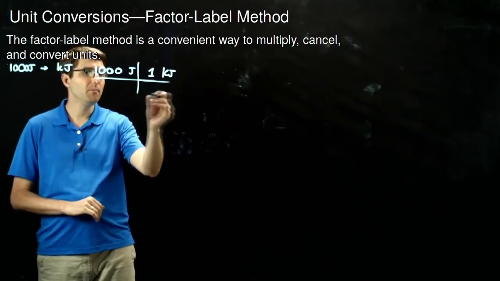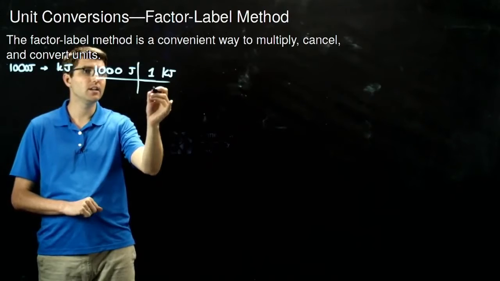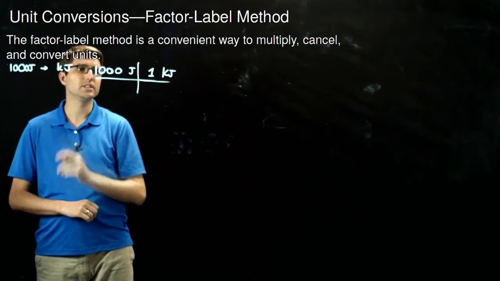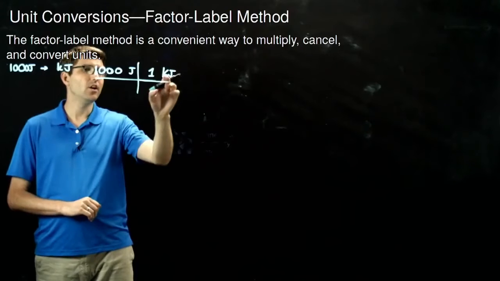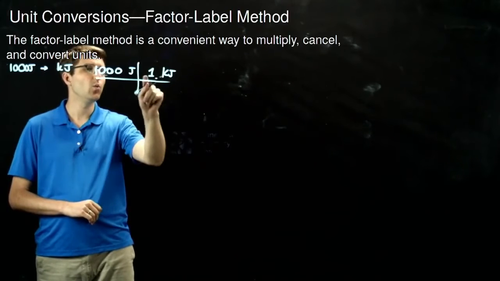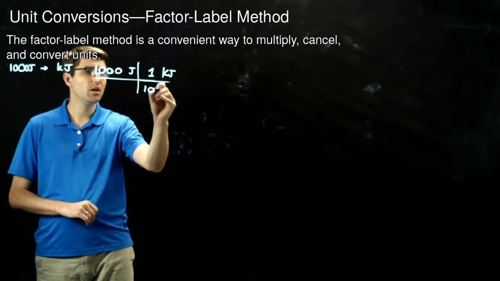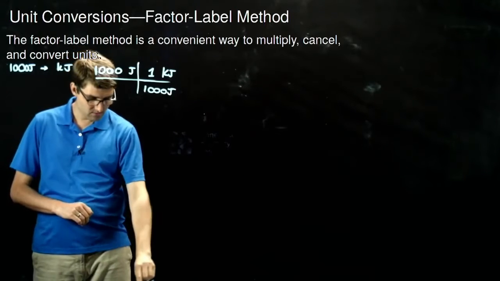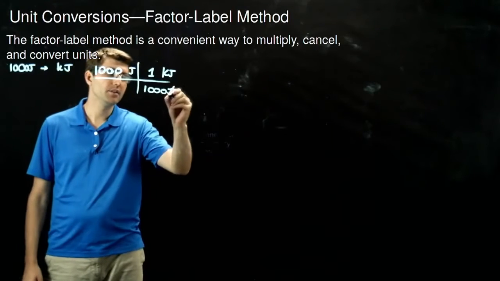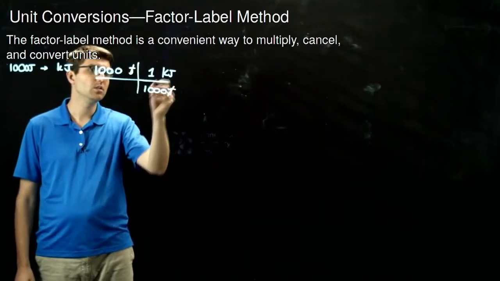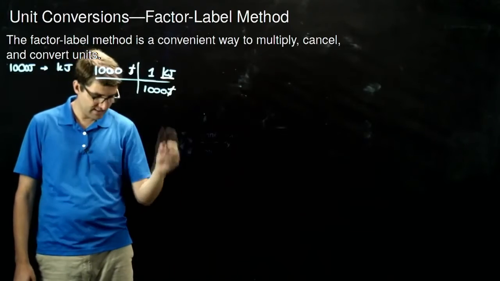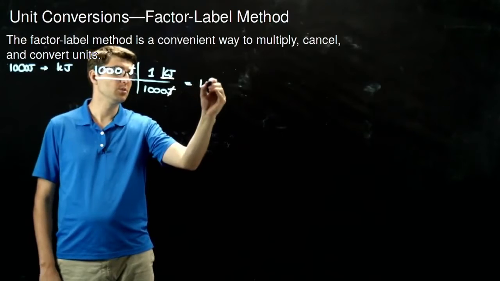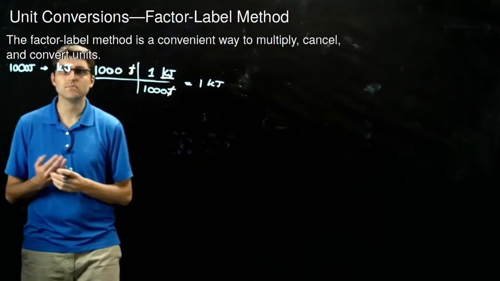And in the bottom, down here, I need to write a unit that will cancel one or more of the units that are up here, and also do a conversion here. So I know 1 kilojoule is equal to 1,000 joules. And now I can see that this joule will cancel with this joule, and all I'm left with at the end is that kilojoule. So of course, 1,000 joules is equal to 1 kilojoule.